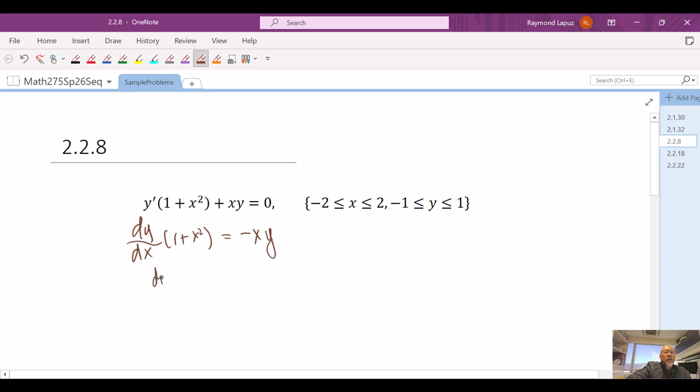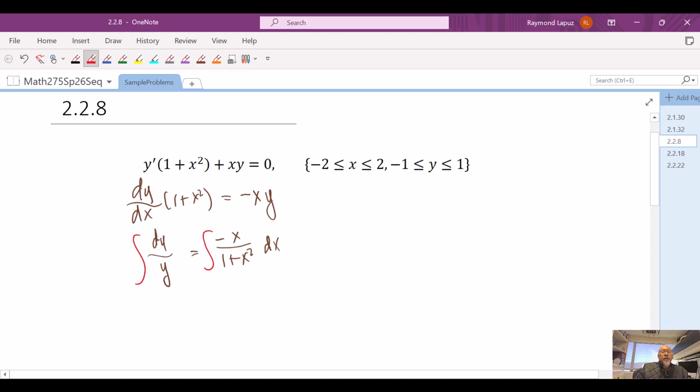We'll combine all the dy's. There's a y on the right side, so we'll divide that out. Then we have a negative x, and we'll divide out a 1 plus x squared, and then we'll also have a dx sitting there for us. And we will integrate both sides.